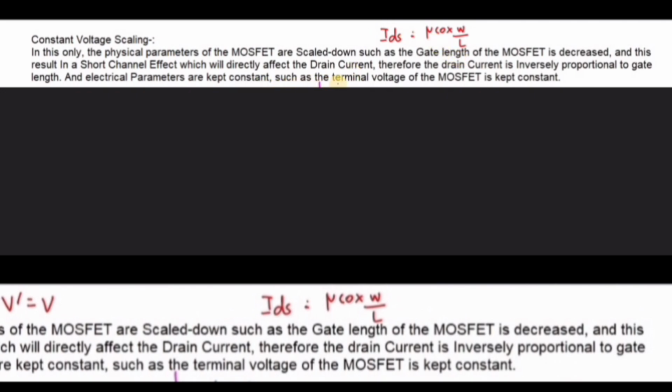All the other parameters are kept constant, such as the terminal voltage. So V bar is equal to V. Voltage is represented by capital V. So V bar is equal to V. This is called constant voltage scaling, right?